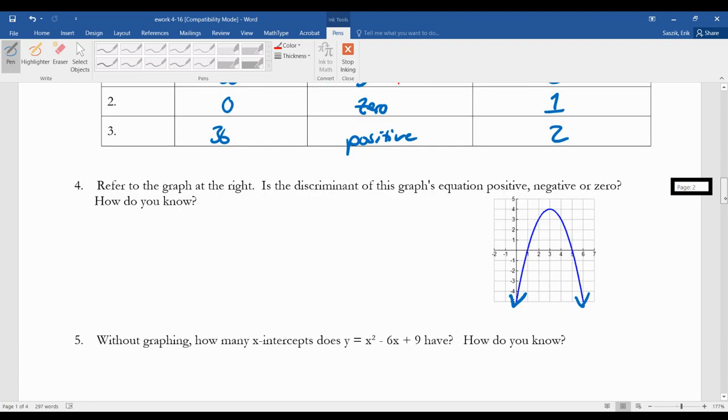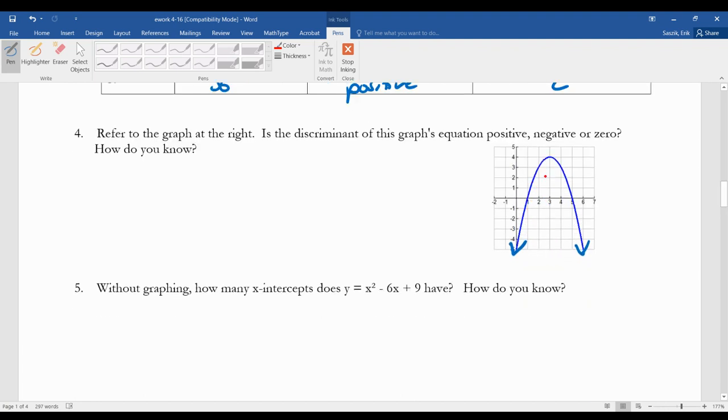Now, how many x-intercepts do we have in this particular graph? I'm hoping that you are saying 2. There's one right there, and there's one right there. Okay? So if we have 2 x-intercepts, that means that the discriminant for this graph would have to be positive. Why? Because there are 2 x-intercepts. That's why. Okay?